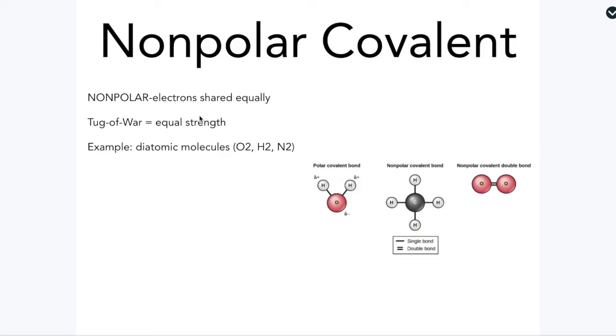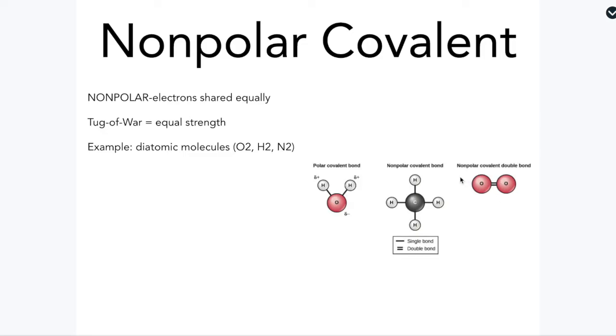So a nonpolar bond is when the electron is shared equally. In a tug of war, this would be two atoms of equal strength. Basically, we are talking about examples with two of the same atom. If you have two oxygens bonded together, oxygen is exactly as strong as oxygen. So if they get in a tug of war with each other, they are going to be equally strong to one another. That's our example of a nonpolar covalent bond: when an atom is bonded to the same type of atom.